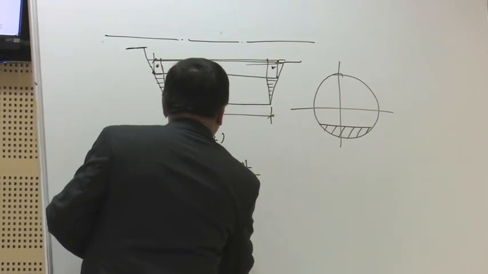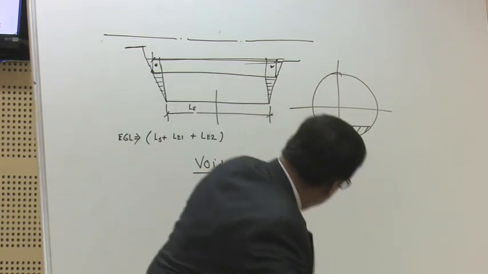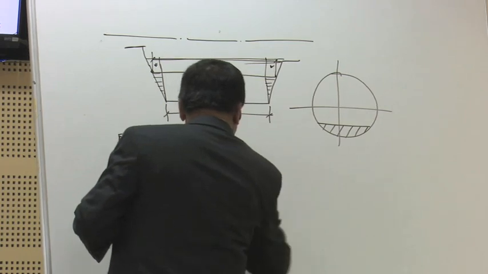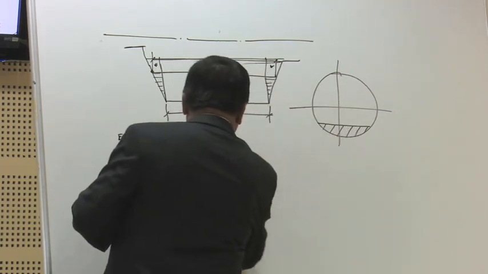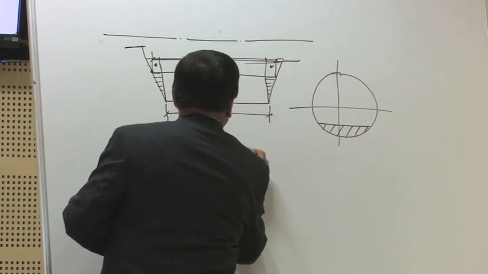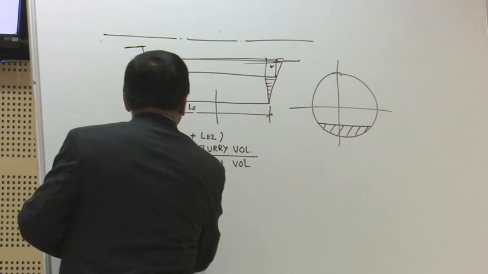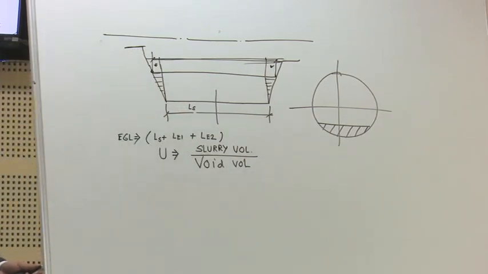Sorry, it is the other way. It is the slurry volume by the void volume. This is known as U, or the degree of filling.